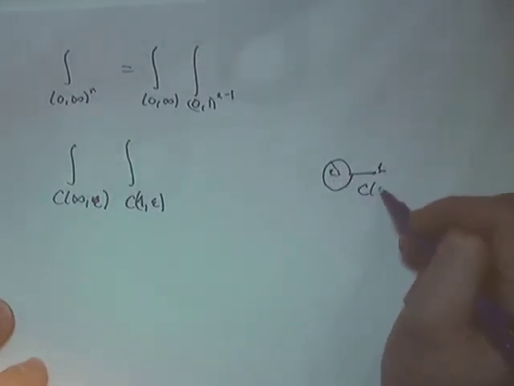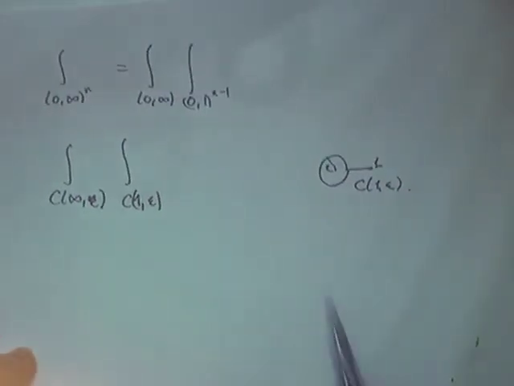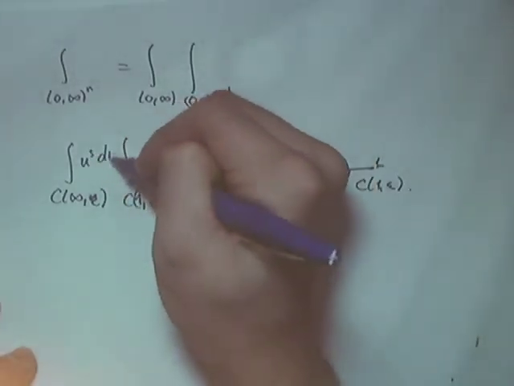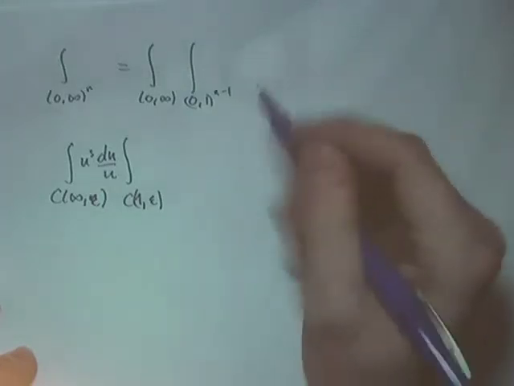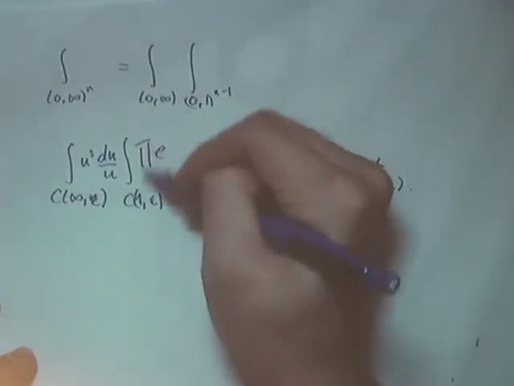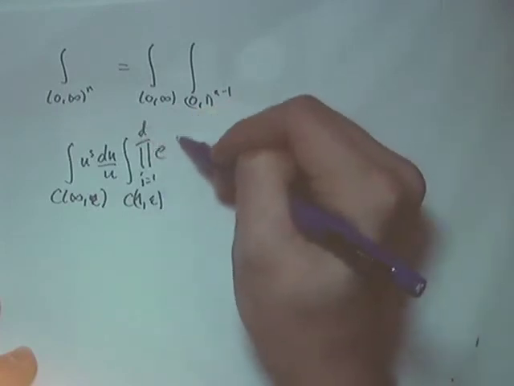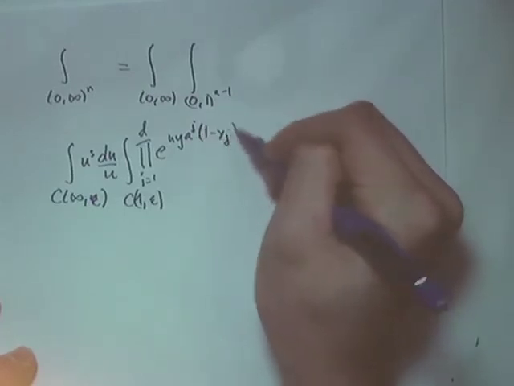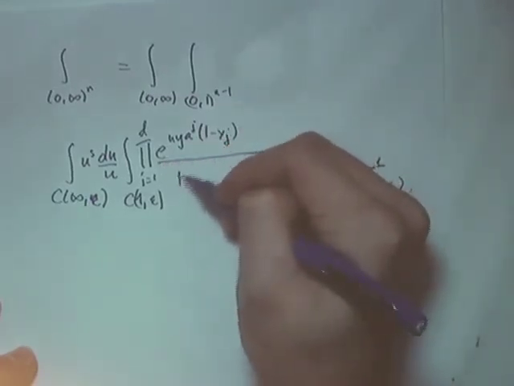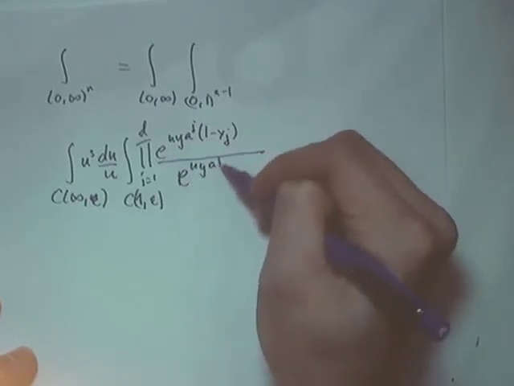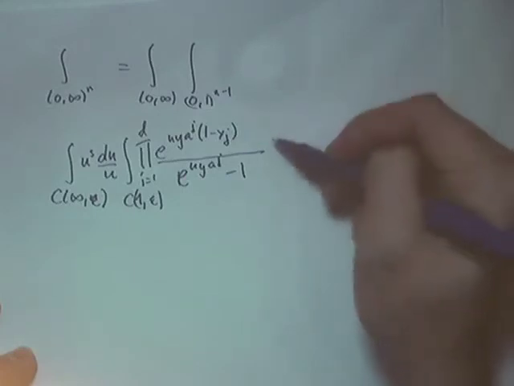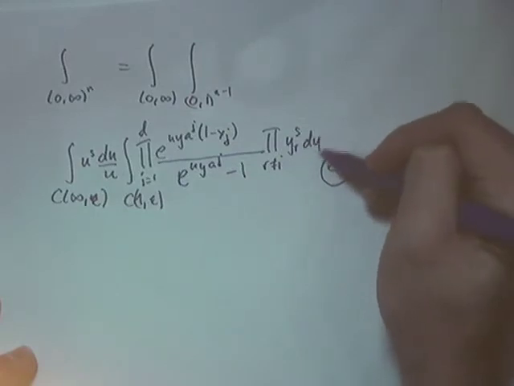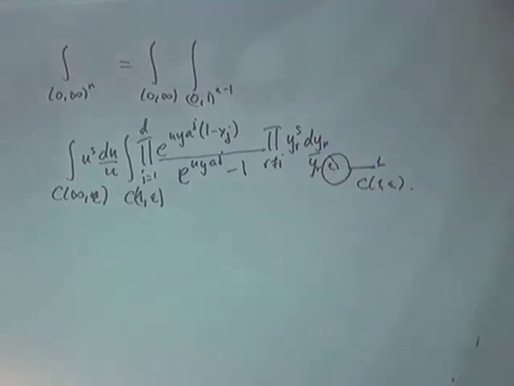So this is C_{1,epsilon}, and now my integrand will have u to the s du over u, and an e to the u y^{a_j} times (1 minus x_j), divided by (e to the u y^{a_j} minus 1), product as j runs from 1 to d, and then a product over r not equal to i of y_r to the s dy_r over y_r. You do the change of variable and you'll see this is what you get.